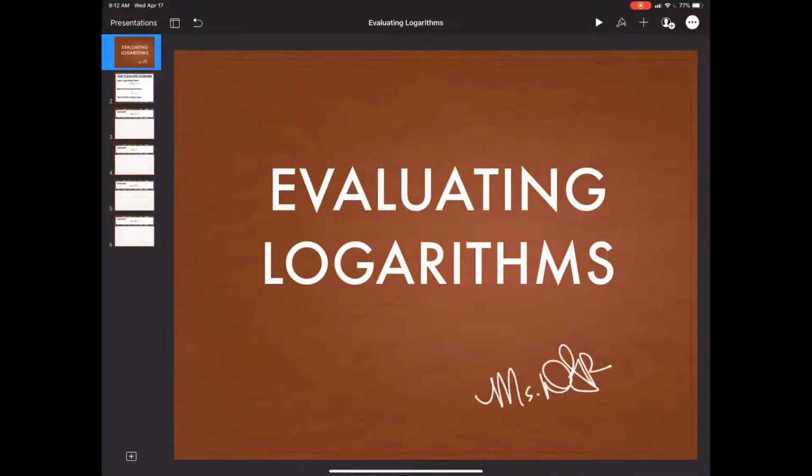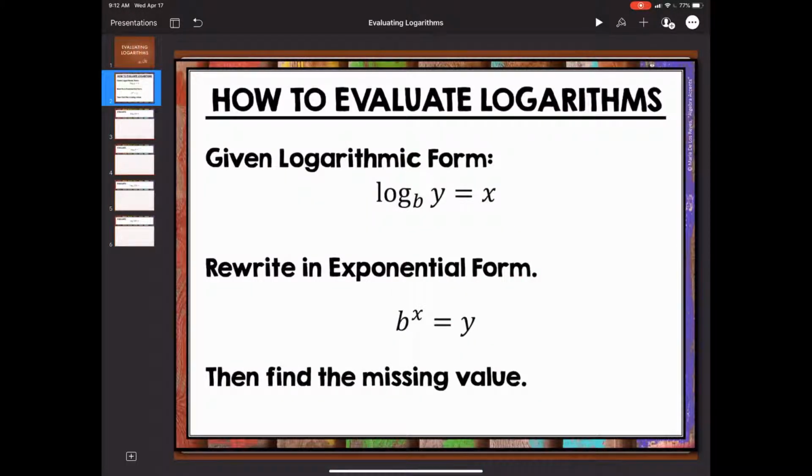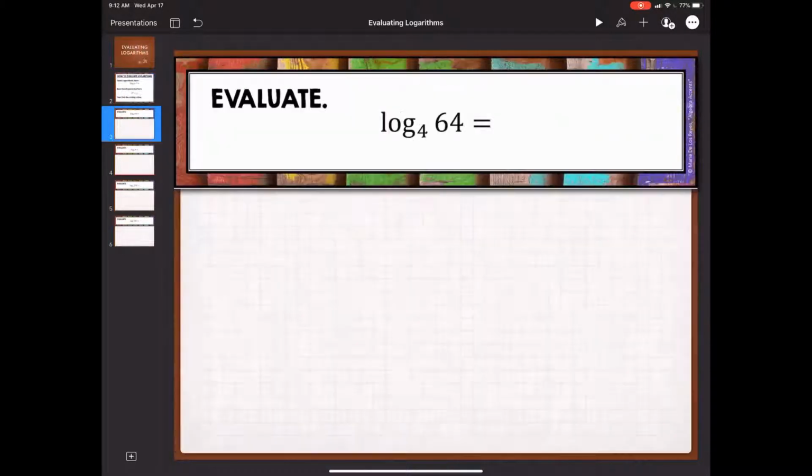Today we're learning about evaluating logarithms. So how do we evaluate logarithms? First, you're given the logarithmic form, which means you're given an equation with log. We want to rewrite it in exponential form, and then we're going to find the missing value. So let's take a look at an example.